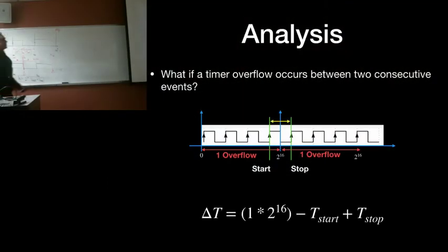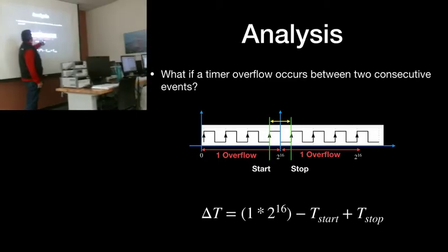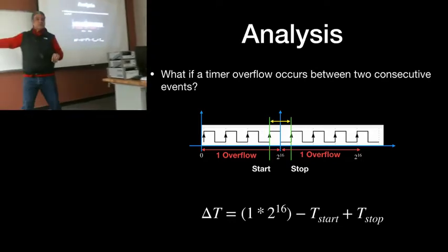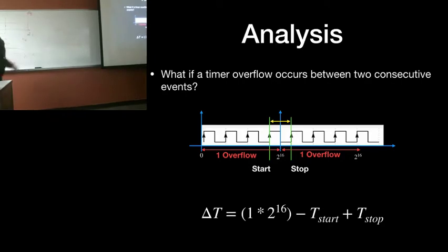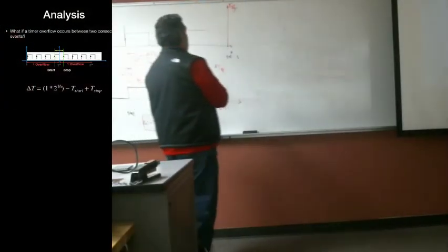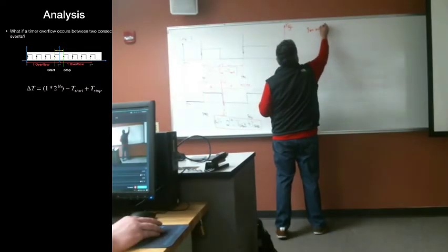So there's your formula. I'm going to put here, there is one overflow that occurred between the two events. So this is one overflow times 2 to the 16 minus the start plus the stop. That's what we have in there. See that? So let me extend this behavior. I'm going to repeat this problem now, and I'm going to put here 2 overflows. Here's the 2 overflow example.